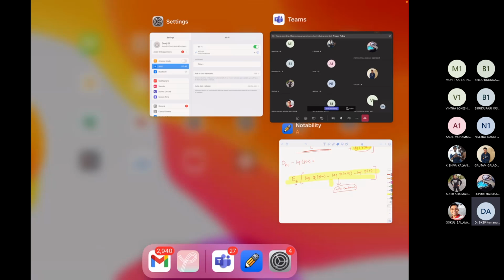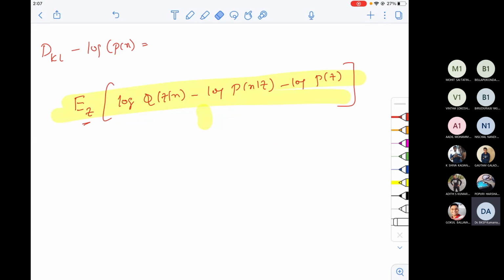So Shiva, can you see the screen? Yes, sir. Okay, thank you.